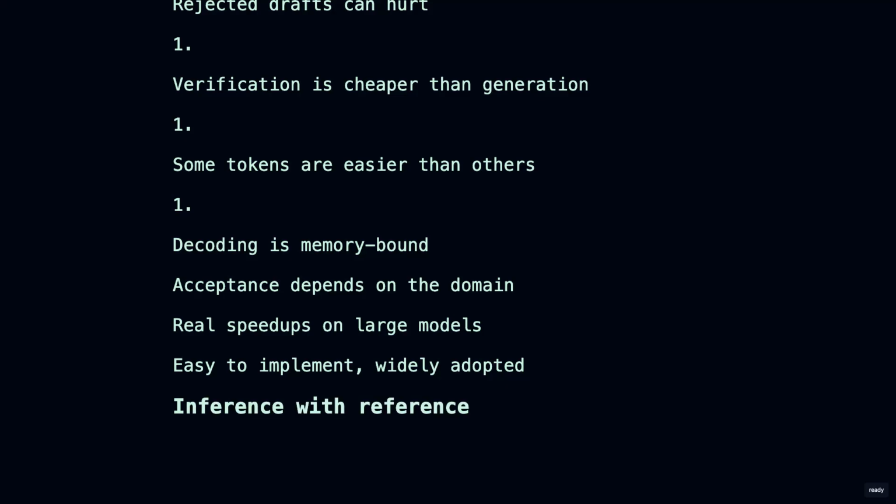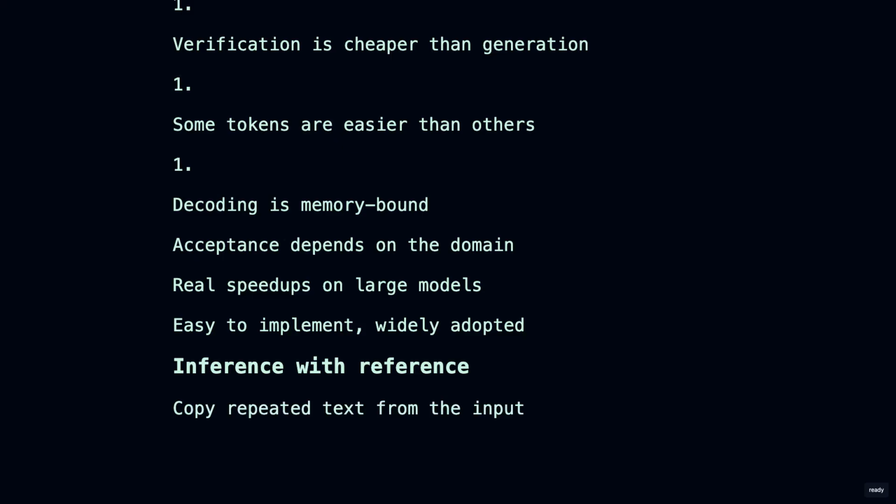Next is a different idea. Instead of using another model, we reuse text from the input itself. This is especially useful when the output is likely to overlap with the prompt or source document. Here the model can avoid regenerating spans that already exist in the context. That can help in document question answering or code editing, where the answer often borrows directly from the input.